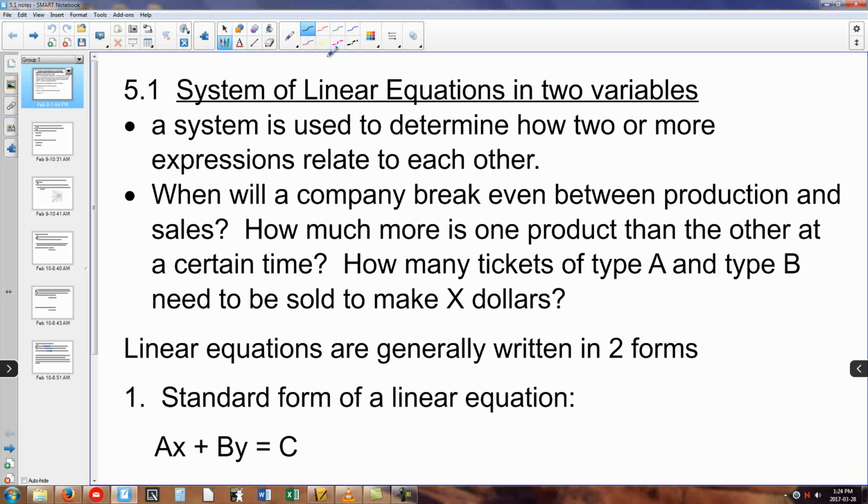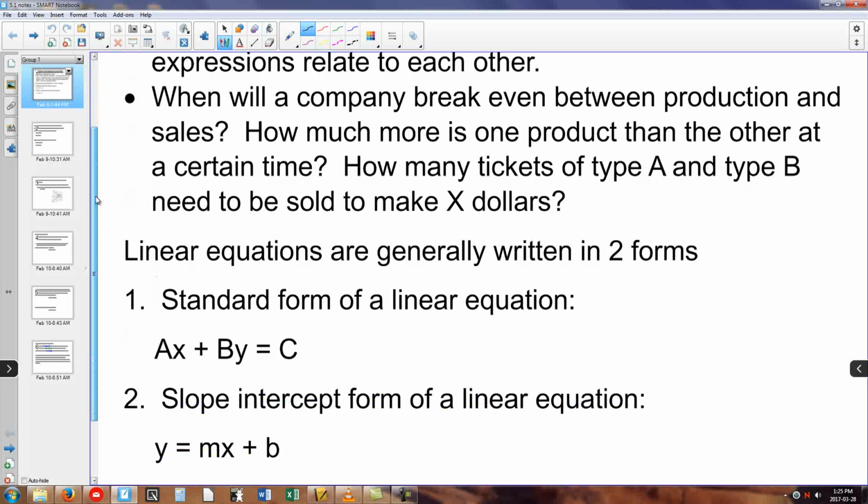Okay, so these are the notes for 5.1 where we're starting to solve systems of linear equations using two variables, meaning x and y. When we talk about a system of linear equations, we're talking about visually when two lines cross. We're also talking about when two equations are equal to each other. Or we call it sometimes a break-even point for sales, or at what point do two products cost the same, different things like that.